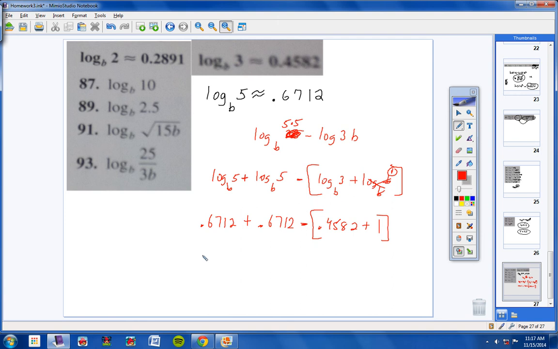So we have 0.6712 plus 0.6712, which would give you 1.3424 minus, and then here we would have 1.4582 when you add these two together right here, and then subtract these two, and you will get negative 0.1158, and that better be correct, and it is.